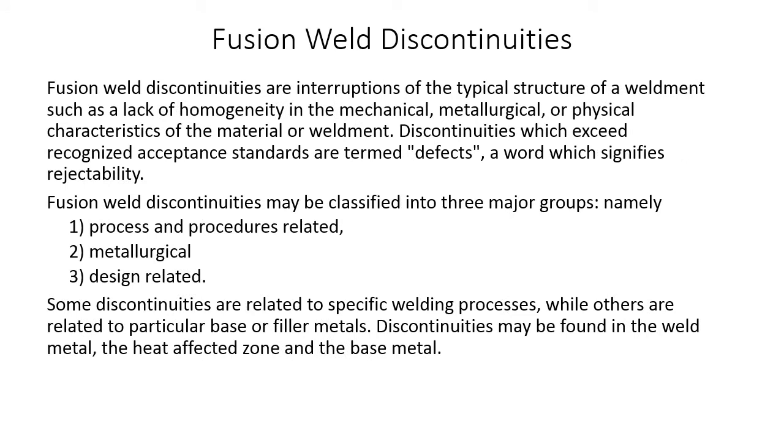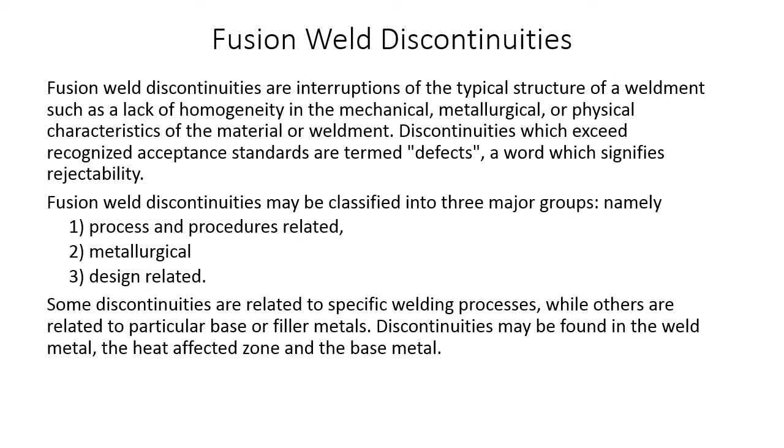Fusion weld discontinuities. Fusion weld discontinuities are interruptions of the typical structure of a weldment, such as a lack of homogeneity in the mechanical, metallurgical, or physical characteristics of the material or weldment. Discontinuities which exceed recognized acceptance standards are termed defects, a word which signifies rejectability. Fusion weld discontinuities may be classified into three major groups, namely process and procedures related, metallurgical related, and design related. Some discontinuities are related to specific welding processes, while others are related to particular base or filler metals. Discontinuities may be found in the weld metal, the heat affected zone, and the base metal. So what does this mean? We have three different ways we can get a fusion weld discontinuity.